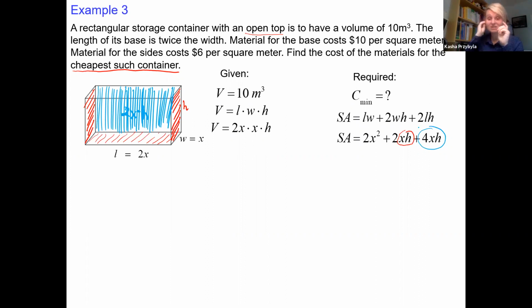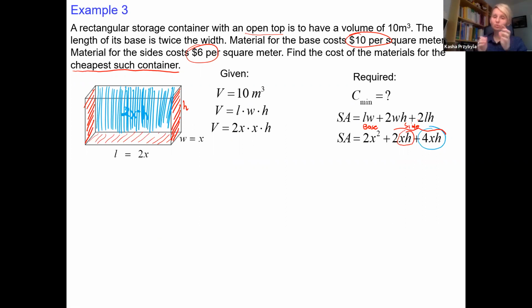And now, as I said, this is just the amount of the material, the surface area. How can we create a cost function? We have to add $10 and $6. This and this. Okay, that means we can see, I don't want to mess up. That's the amount for the base, and that's 2 of those quantity, the amount for the side.